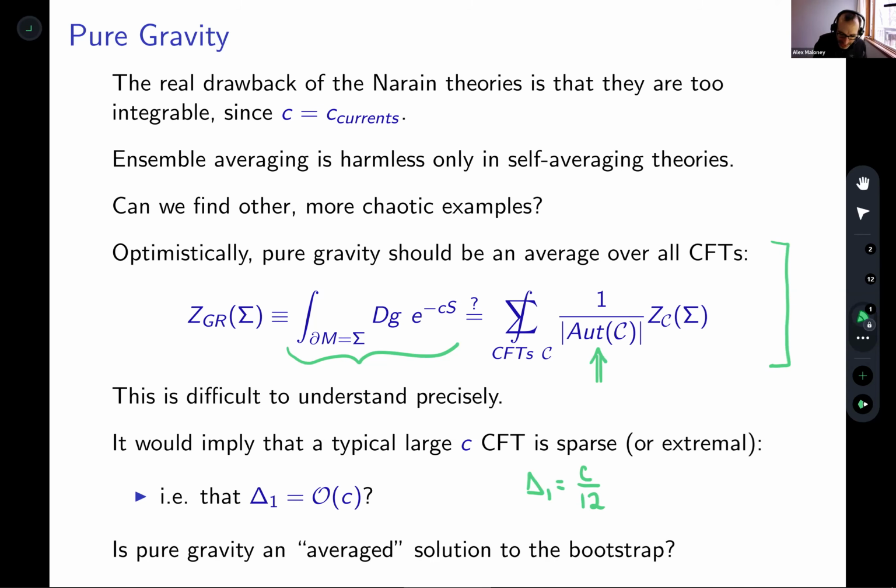But if this conjecture is correct, not only do such CFTs exist, but they are typical, right? Not only is there some large central charge CFT out there with dimension equal to the central charge over 12, but almost every CFT will have that property, where I say almost every in the sense of probability theory with this measure. Okay.